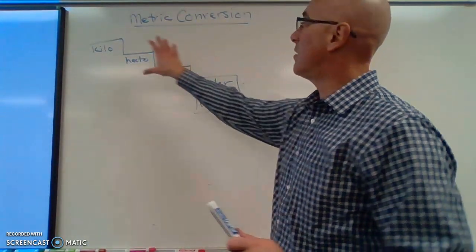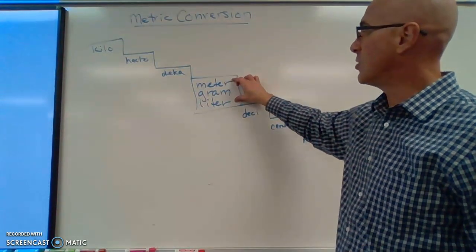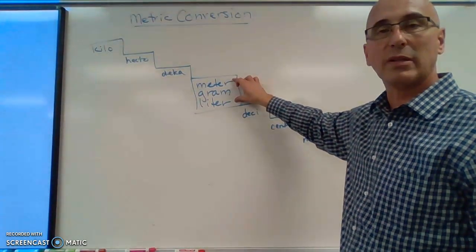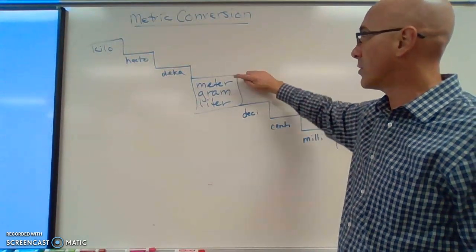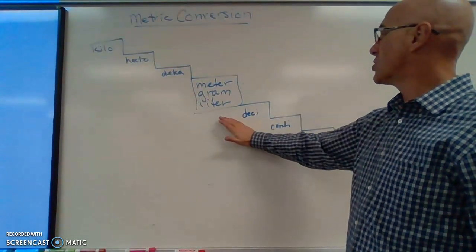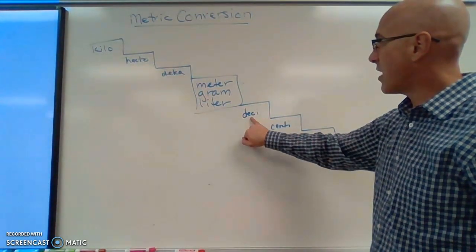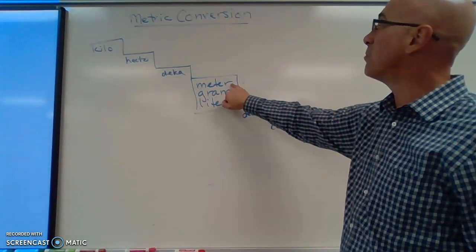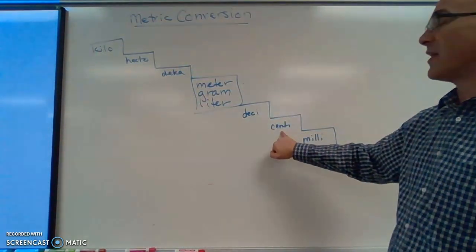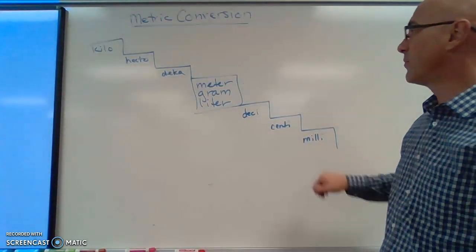So I kind of drew some steps here. In the center we have our basic units, whether it's meters, grams, or liters. That's what we start with, whether we're talking about length, mass, or capacity. If we're going to smaller units, like if we're talking about meter, decimeter, then centimeter, and then millimeter. That's the smallest unit.